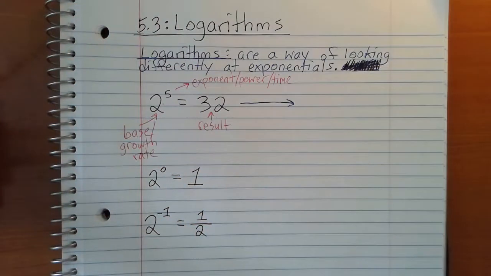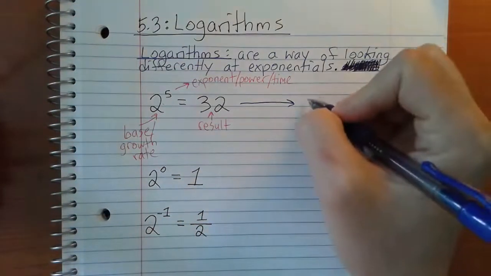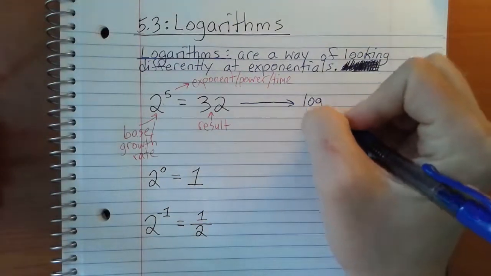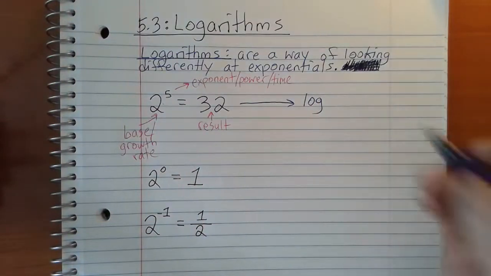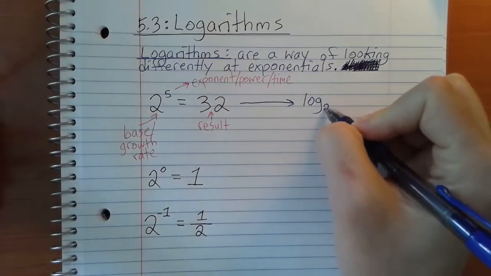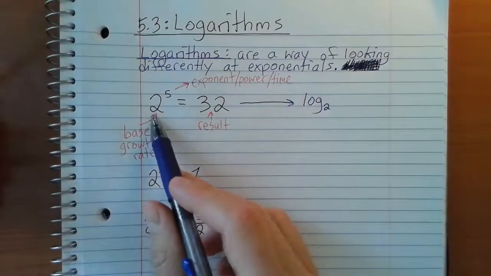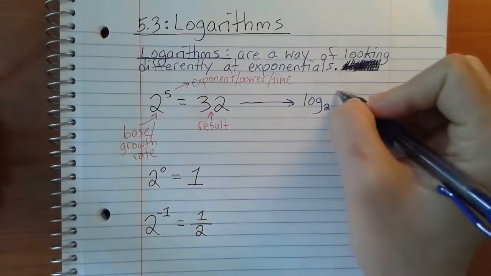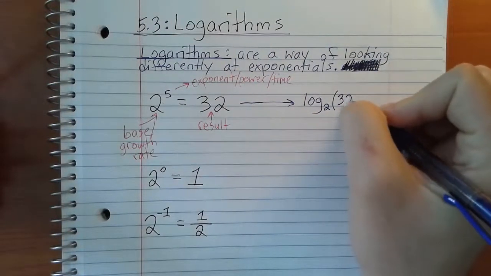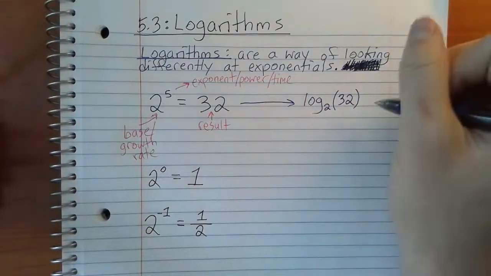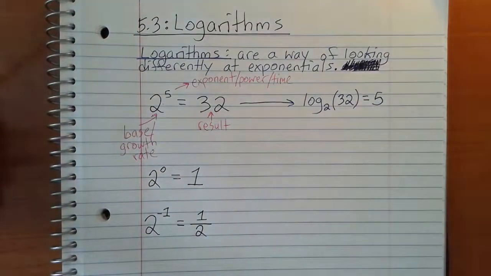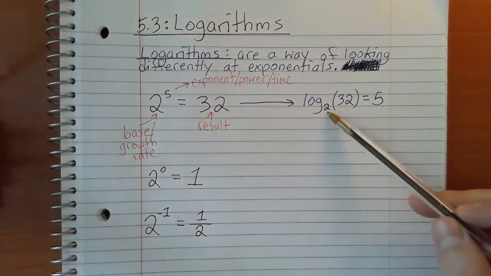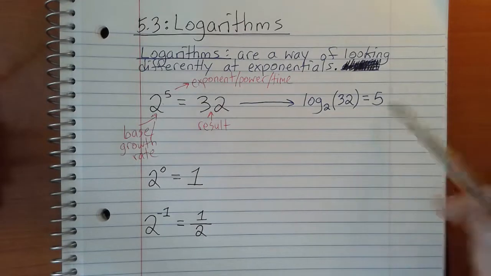So if I were to write out this, I would write it as log. You write log instead of logarithm because it's shorter. And we would have the base of 2, just like the base over here. We have an input, which is 32. And the only thing left is our exponent. So I would read this as the log base 2 of 32 is equal to 5.